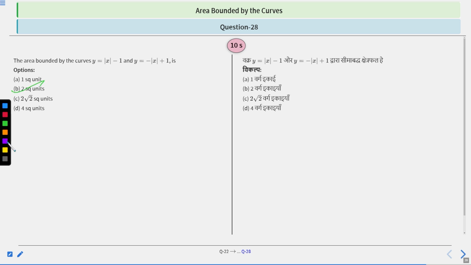So in this way, we have discussed a lot of different types of questions on area bounded by the curves. Hope you understood the concepts behind these questions and hope you liked the lecture. Thank you so much.